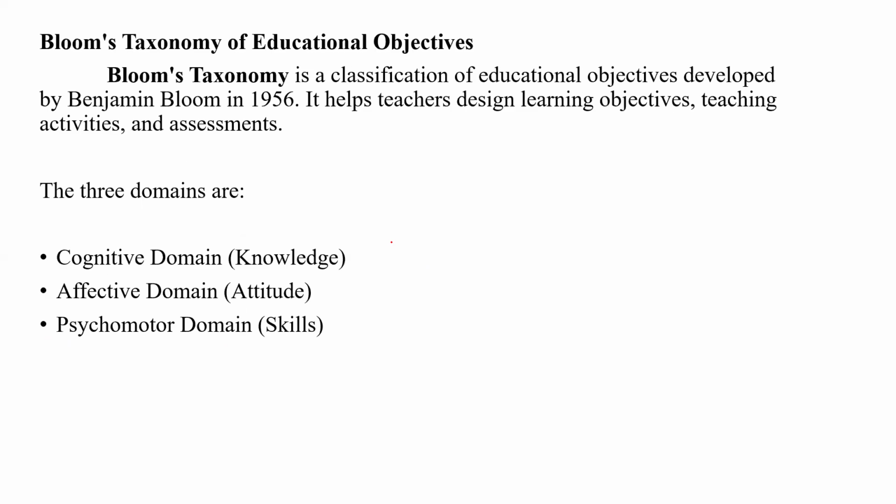Okay, so next one, this is the important question: Bloom's taxonomy of educational objectives. This is also important, and levels of objectives, levels of teaching also, it's very important. First one, Bloom's taxonomy is a classification of educational objectives developed by Benjamin Bloom in 1956. We have three domains: the cognitive domain, affective domain, and psychomotor domain. That is knowledge, attitudes and skills.